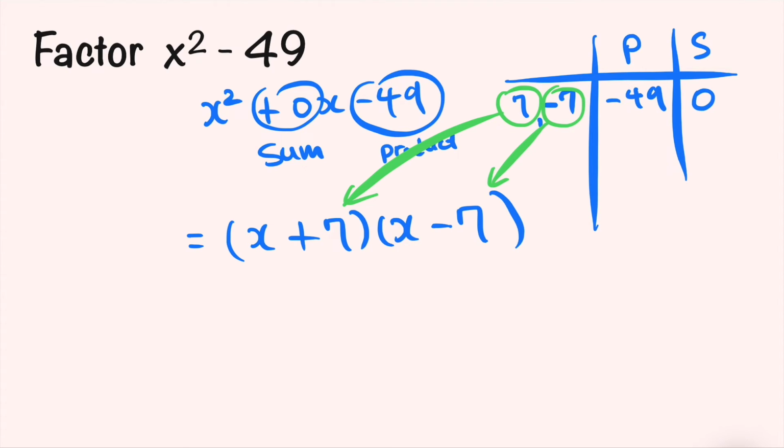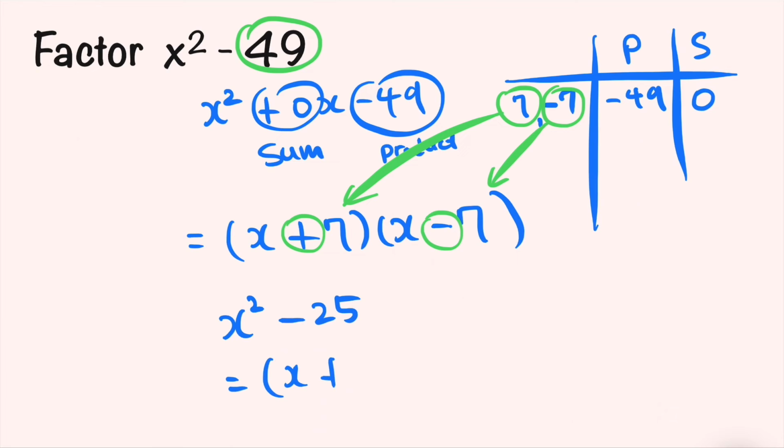Find a number or a term that this is the square of, and you just have to have plus and minus of that number in each bracket. For example, if you had x squared minus 25, this can be factored into x plus 5 and x minus 5. And it's as easy as that.